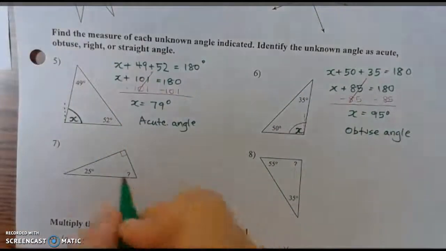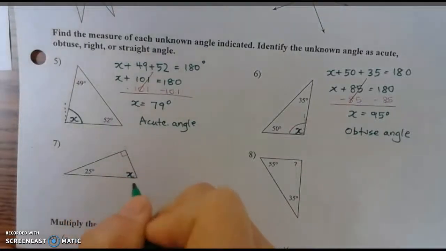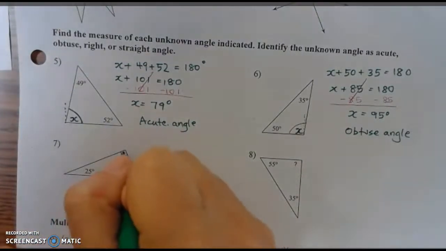Number 7. Okay, so again, let's call this unknown angle X. Now what does this square mean?